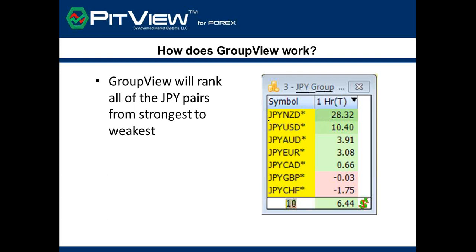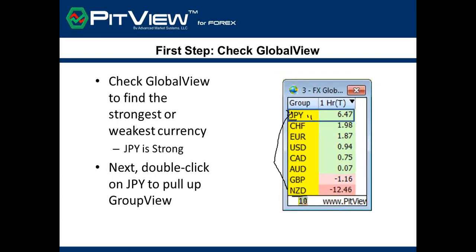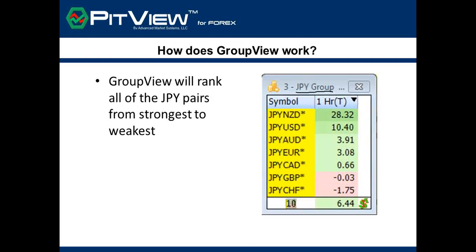What GroupView is doing, and this is something that you'll want to double check, is this: let me go back real quick on the PowerPoint. When you go to GroupView, you will see that the strongest and the weakest on GlobalView are showing up as the strongest pair as far as who the yen is trading against on GroupView. That's not always the case, because you've got to remember we are looking at order flow.